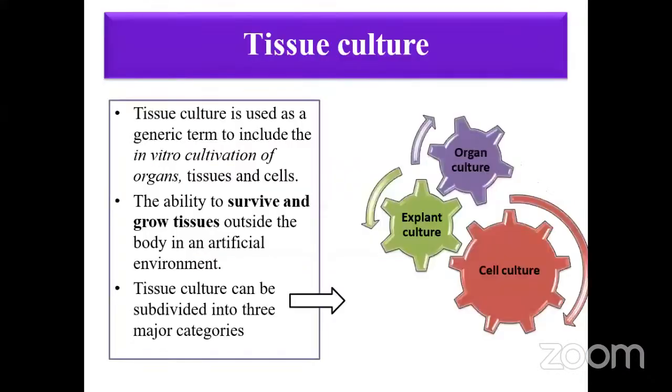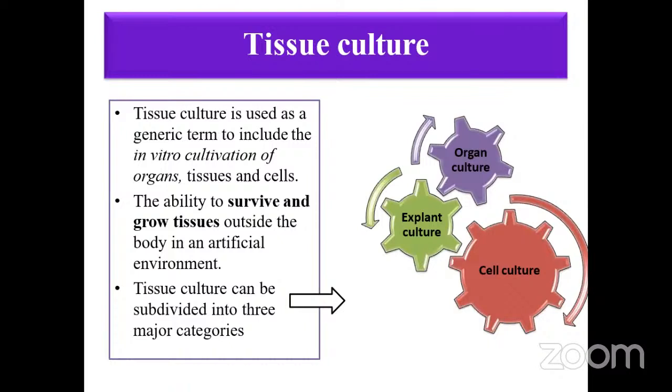So how this culturing is done: we have cell cultures, tissue culture, and organ culture. So we will look into the tissue culture. It is used for in vitro cultivation of organs, tissues, and cells. It is nothing but the ability to survive and grow tissue outside the body in an artificial environment.